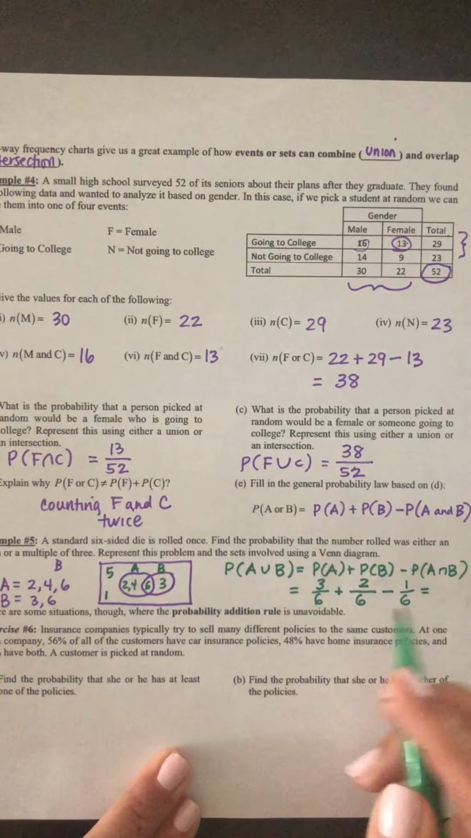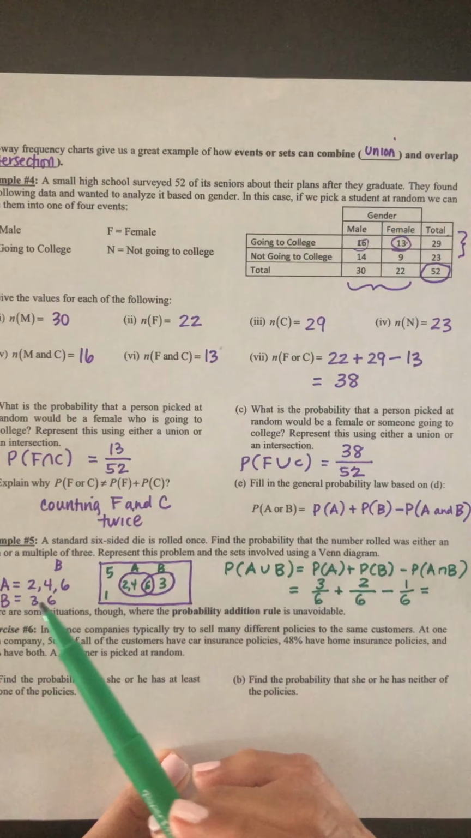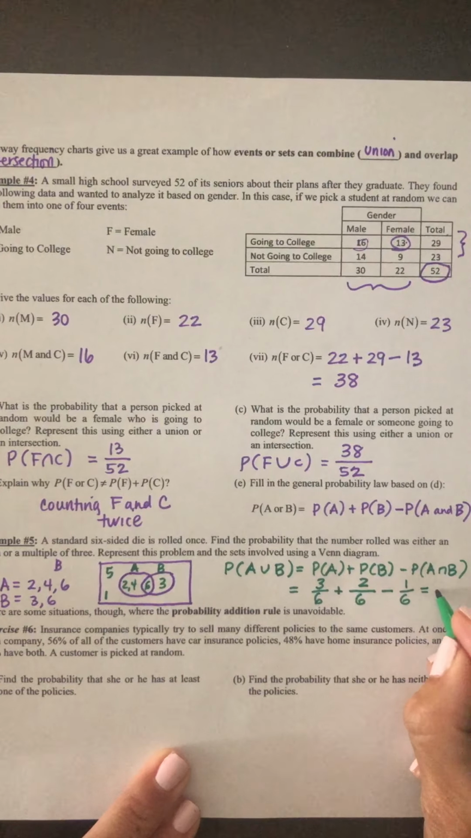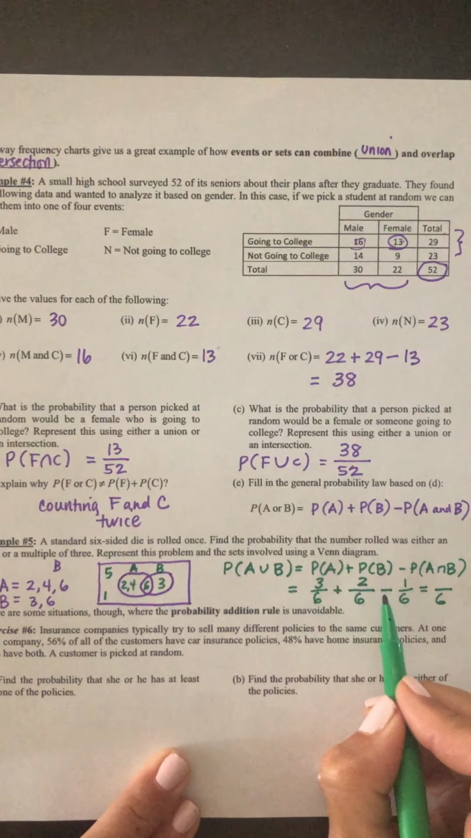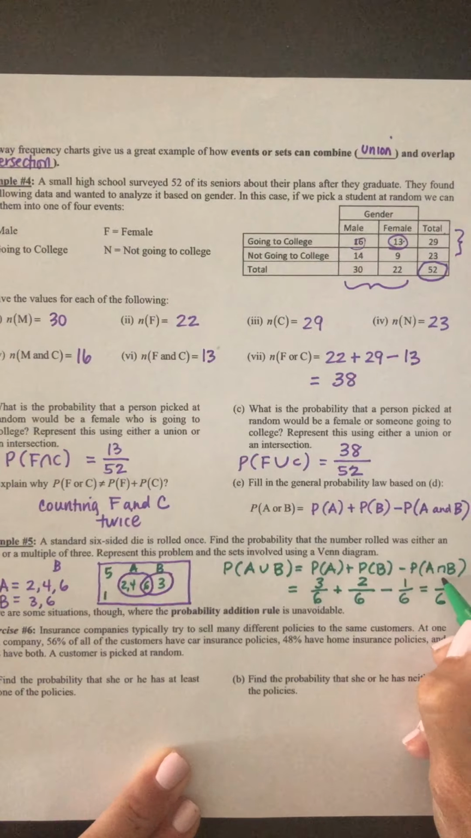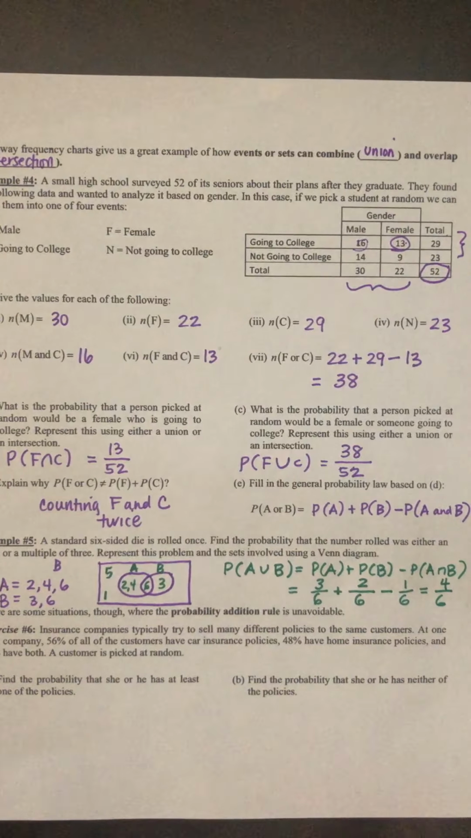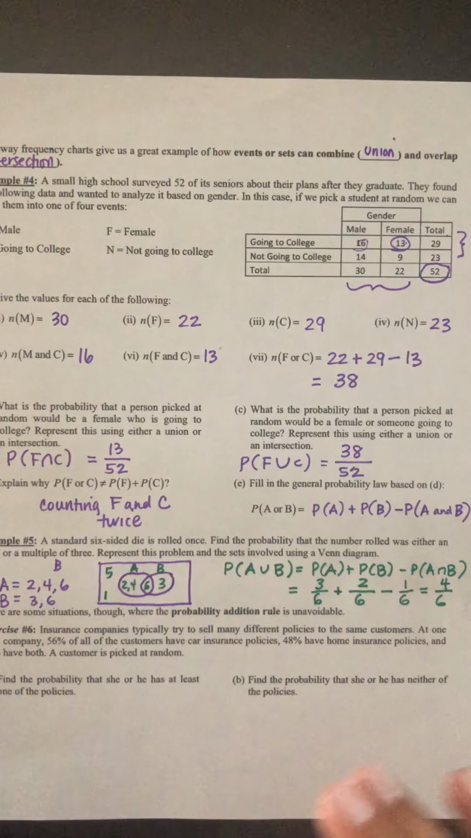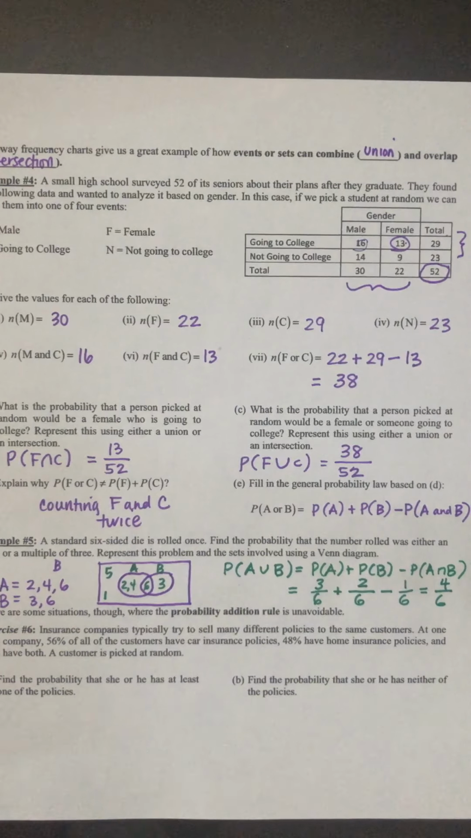That tells you the probability of either getting an even or a multiple of 3. Well, let's see. You have 3 plus 2 is 5. Take away 1 is 4 out of 6. So it's not bad. It'll be like second nature in a second. Just the more you practice, the better you get.